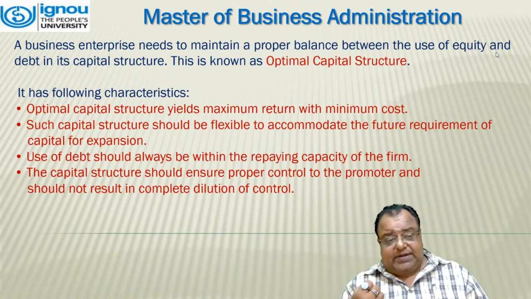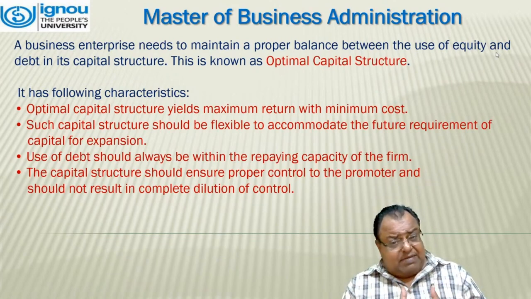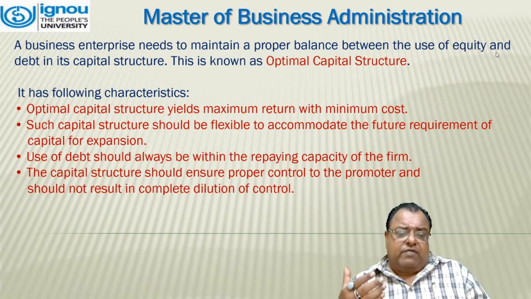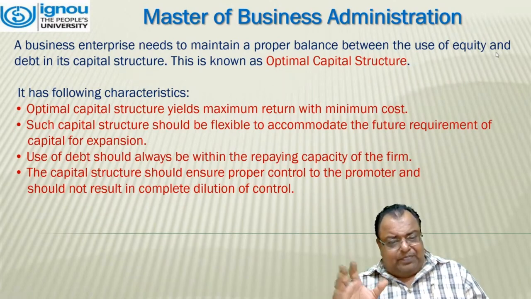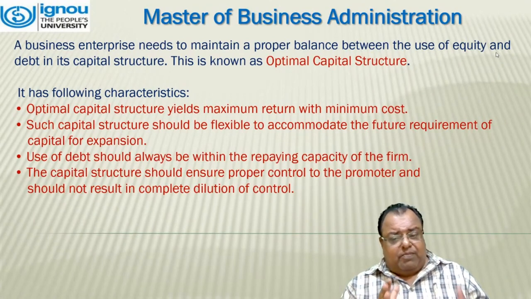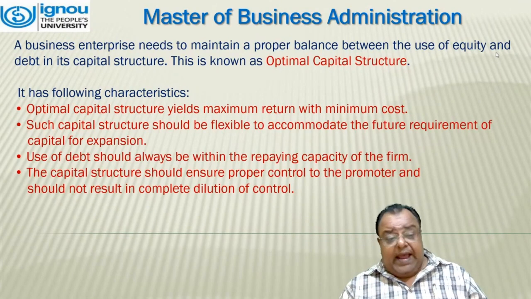What are its characteristics? Optimal capital structure yields maximum return with minimum cost. Such capital structure should be flexible to accommodate the future requirements of the capital for a change. Use of debt should always be within the repaying capacity of the firm. The capital structure should ensure proper control of the promoter and should not result in complete dilution of control.